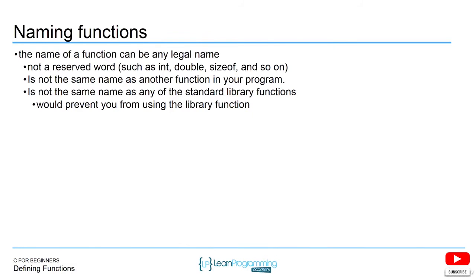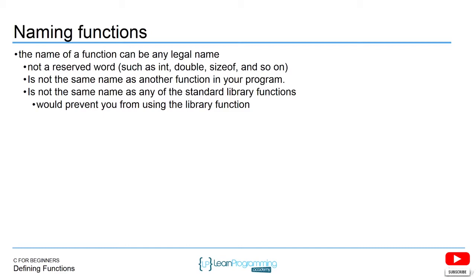Naming functions. The name of a function can be any legal name. Just like when you're naming a variable, you cannot use reserved words. These are keywords in the language such as int or double because they represent data types. Sizeof is an operator. You wouldn't be able to use it, or for or if. You can also not have two functions with the same name. This is also referred to as function overloading, kind of. But you can't have two functions with the same name. Overloading is not supported in C.